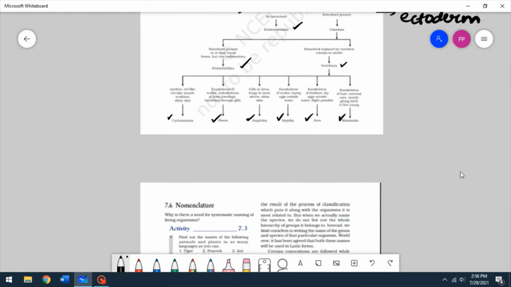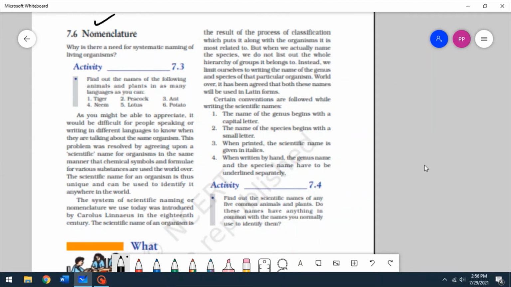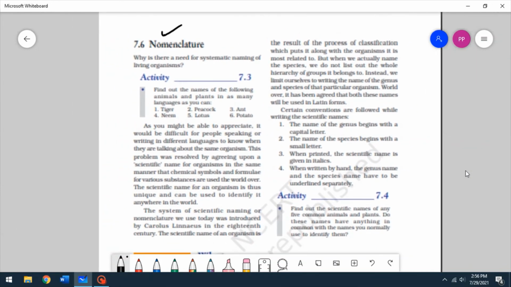Then we have nomenclature. That will be our last topic for this lesson. Nomenclature is the naming of organisms. This is very important. Let me zoom in. There is a system for naming living organisms, and that is called nomenclature.